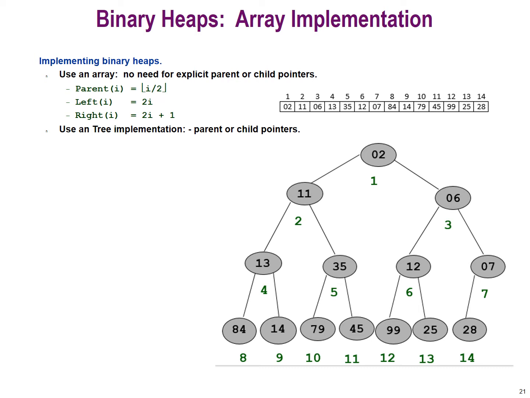Now, how can a heap be implemented? A heap can be implemented in two ways: one is using an array implementation and the other is using a tree implementation. In the array implementation, the parent node will be stored in the ith position, the left child of the parent node will be stored in the 2i position, and the right child will be stored in the 2i plus 1 position.